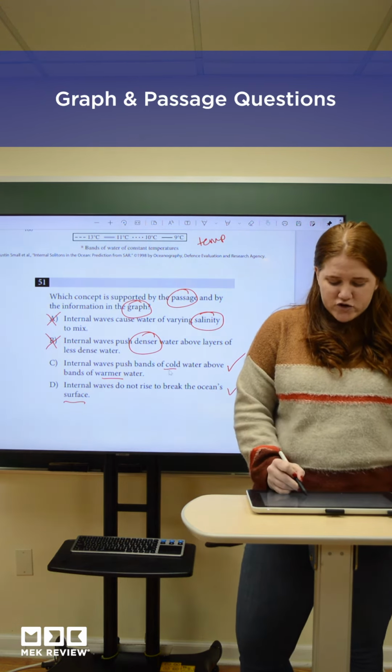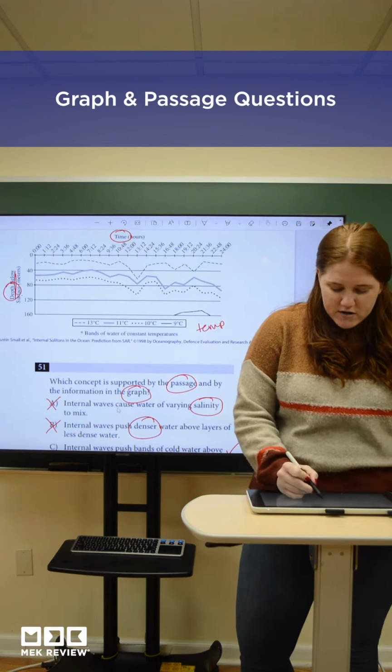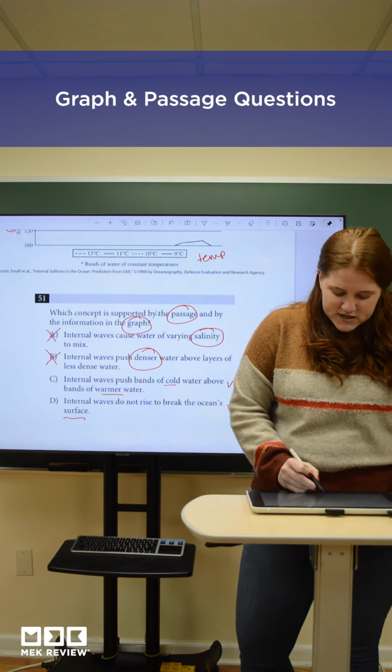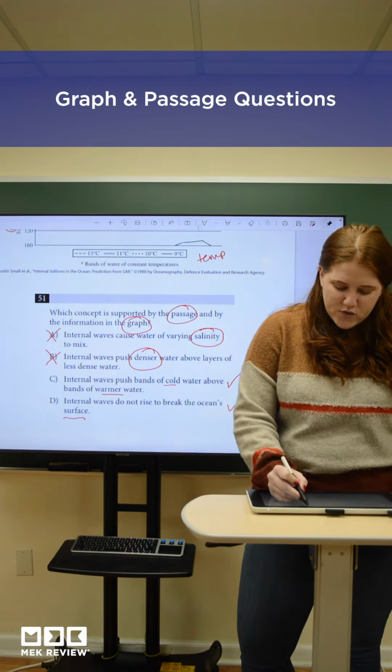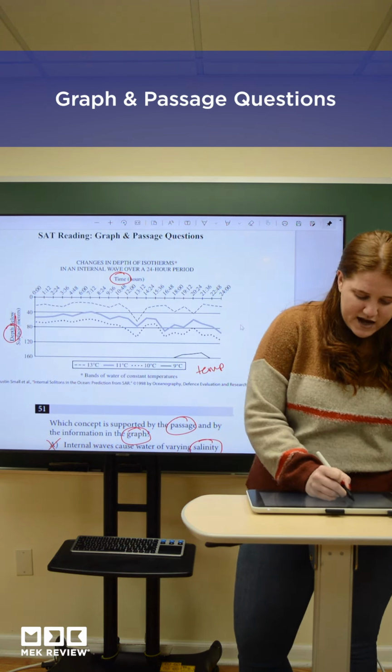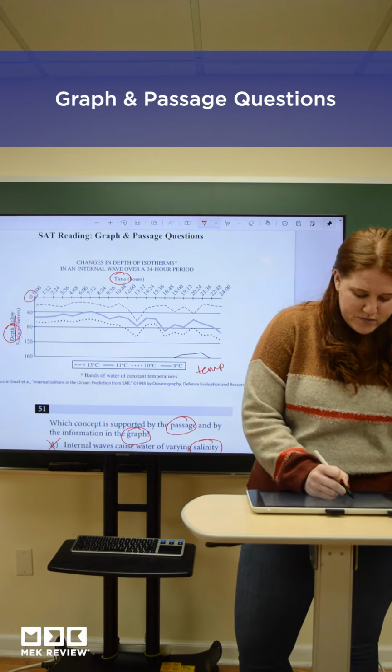Do internal waves push bands of cold water above warm water? Well, I don't see any of the cold waters breaking past the warm. Internal waves do not rise to break the ocean's surface. This is clearly right because I don't see any of these lines going above zero, which would be surface.